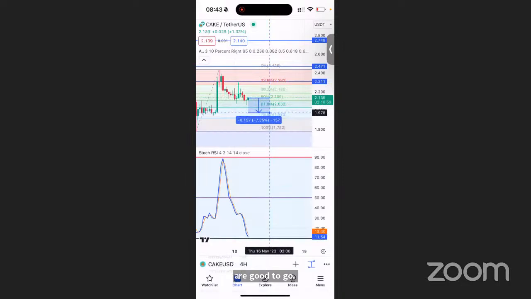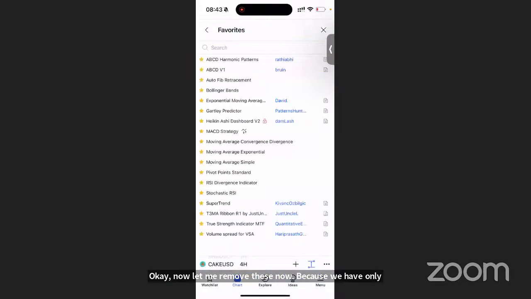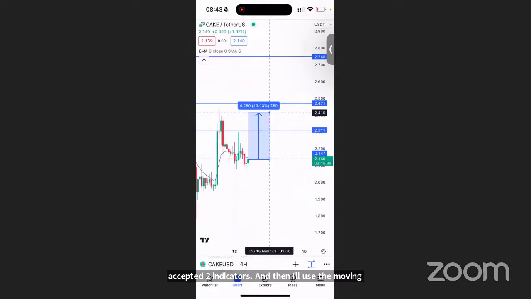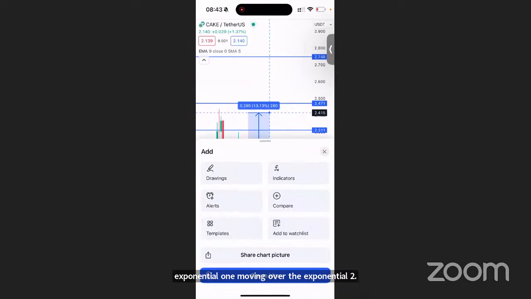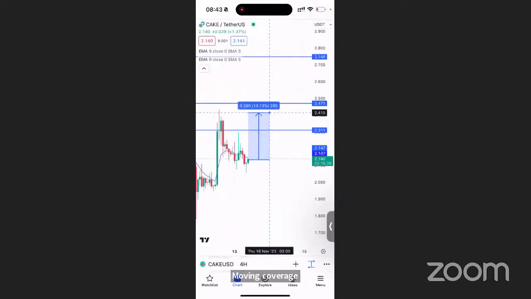Okay, now let me remove these, because we are only accepting 2 indicators. Then I'll use the moving average exponential 1, moving average exponential 2. So I want 2 indicators on my screen. Moving average, okay. All right.